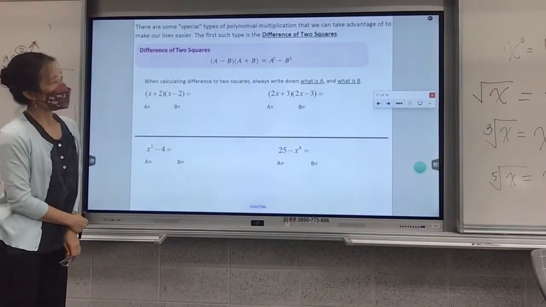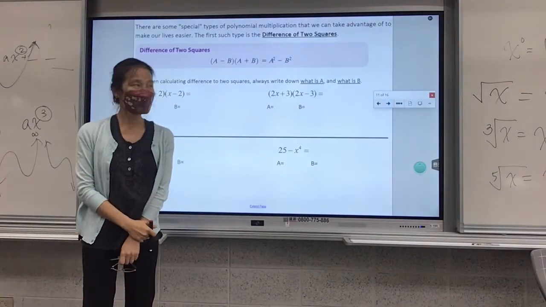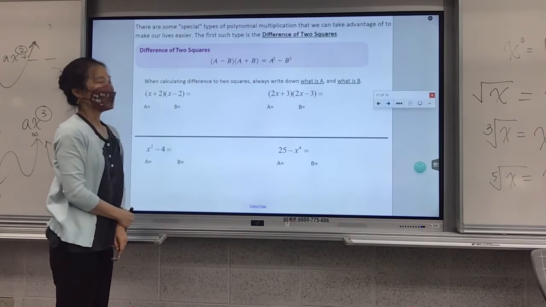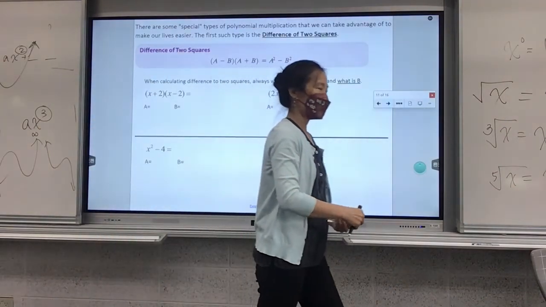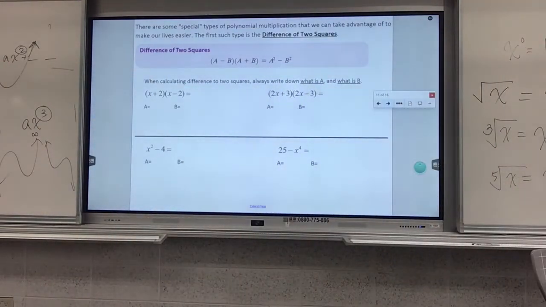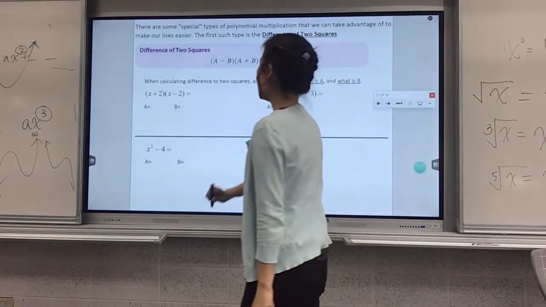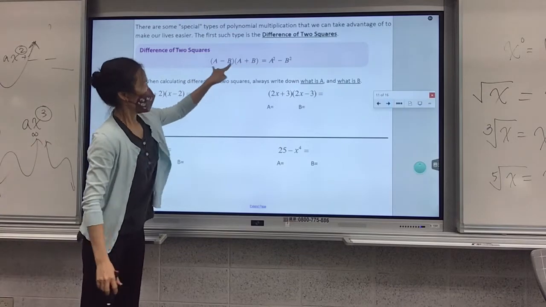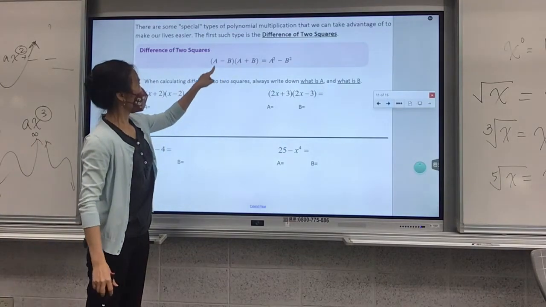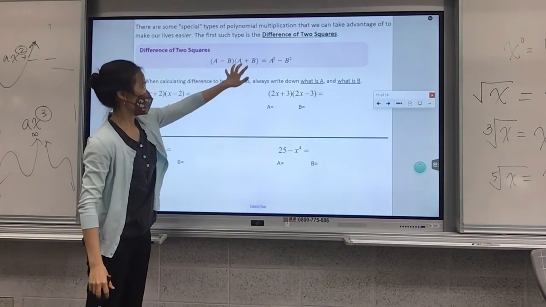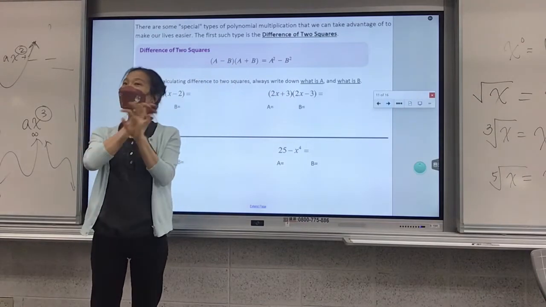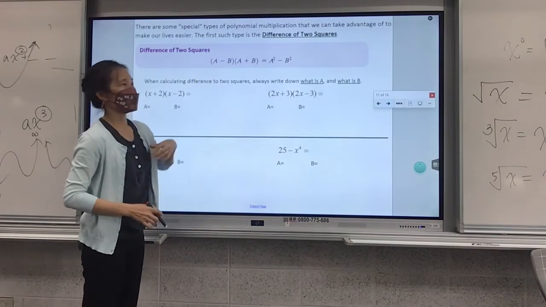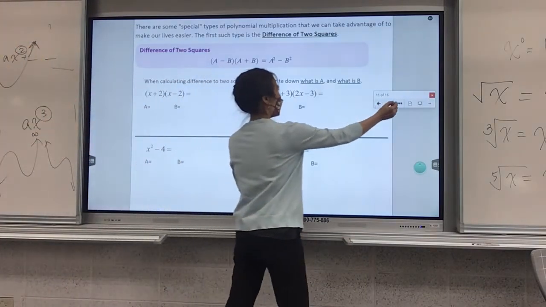There is a special type of polynomial like this. It's called the difference of squares. Have you done this before? Yeah, I bet you have. When you multiply two binomials like this, a minus b times a plus b, these are called conjugates. One is a minus b, one is a plus b. So let's see what happens when we expand.